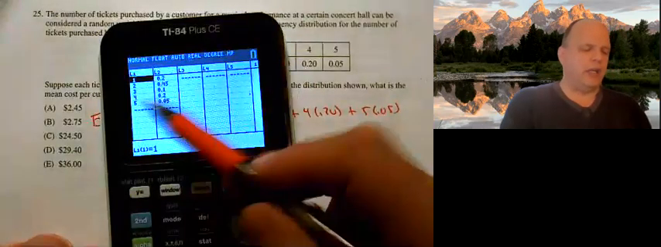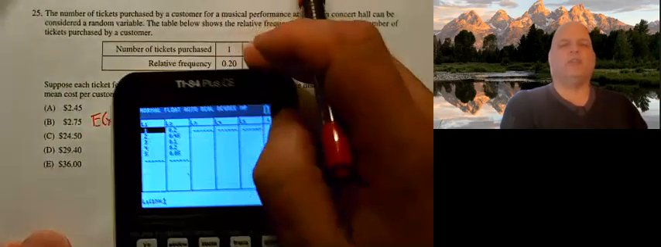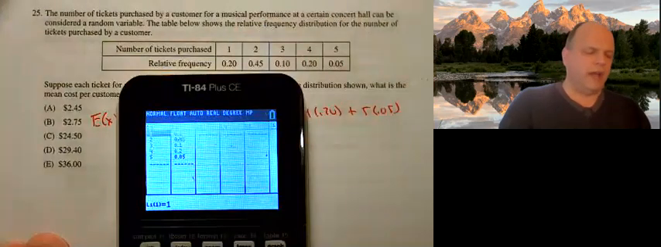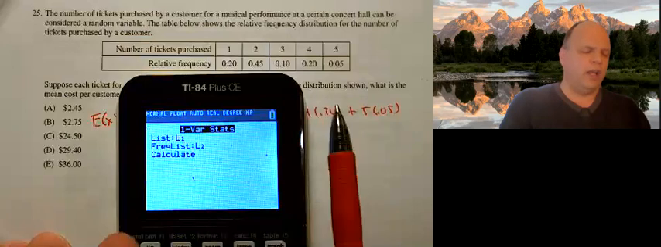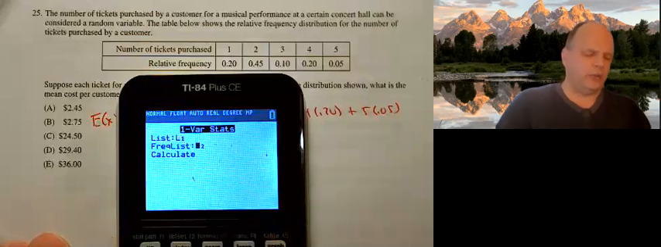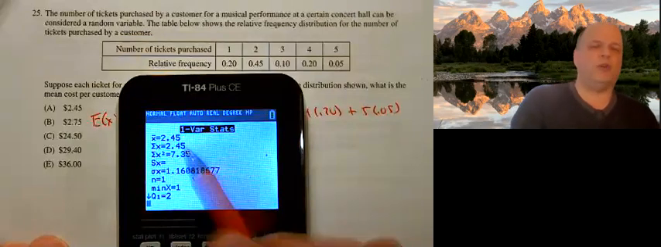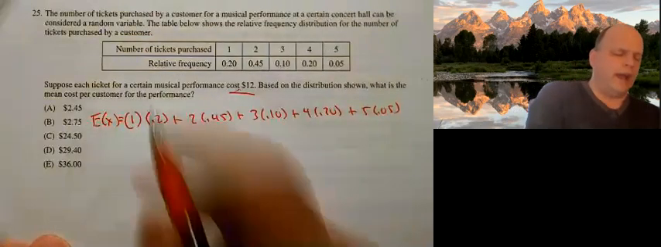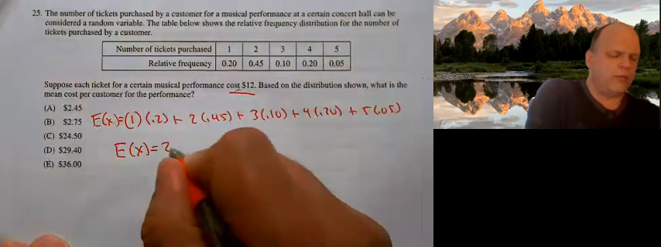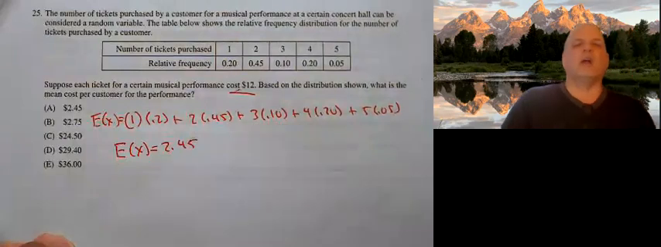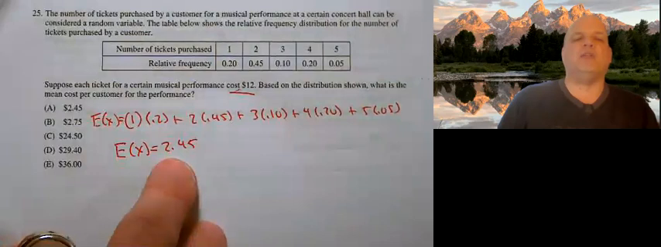And I did that in a calculator. I put 1, 2, 3, 4, 5, 0.2, 0.45, etc. So I just entered the table in there. Stat calc, one variable statistics. I have a list of L1. And now I have a frequency in L2, so second 2. And I get an X bar of 2.45. So on average, I expect them to purchase 2.45 tickets.